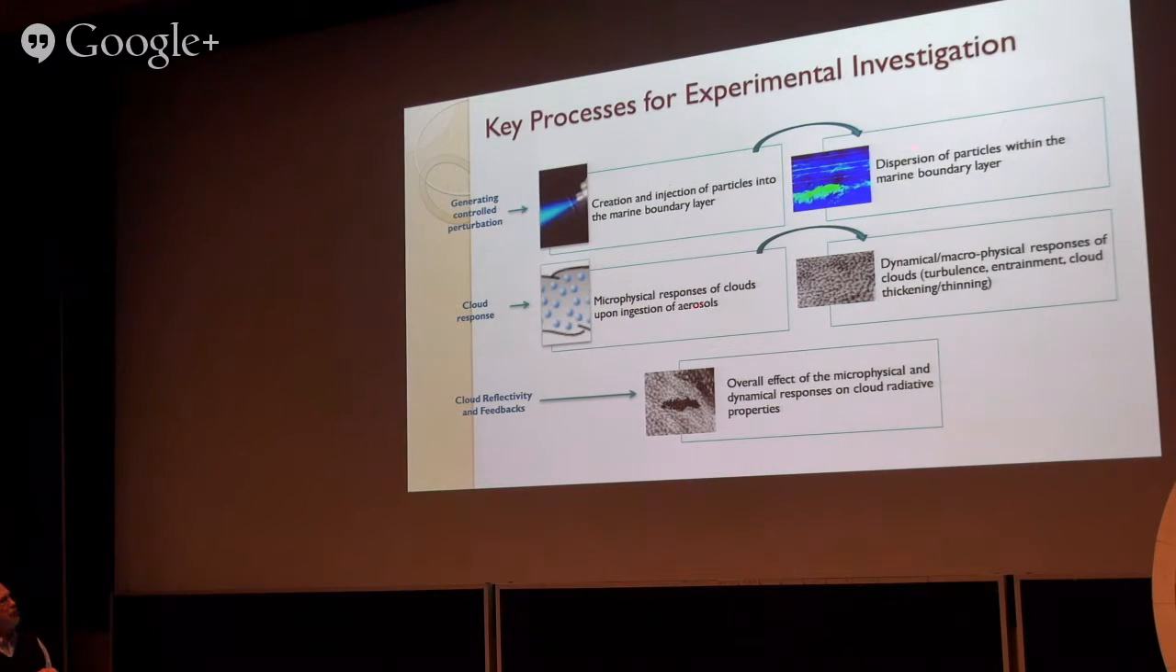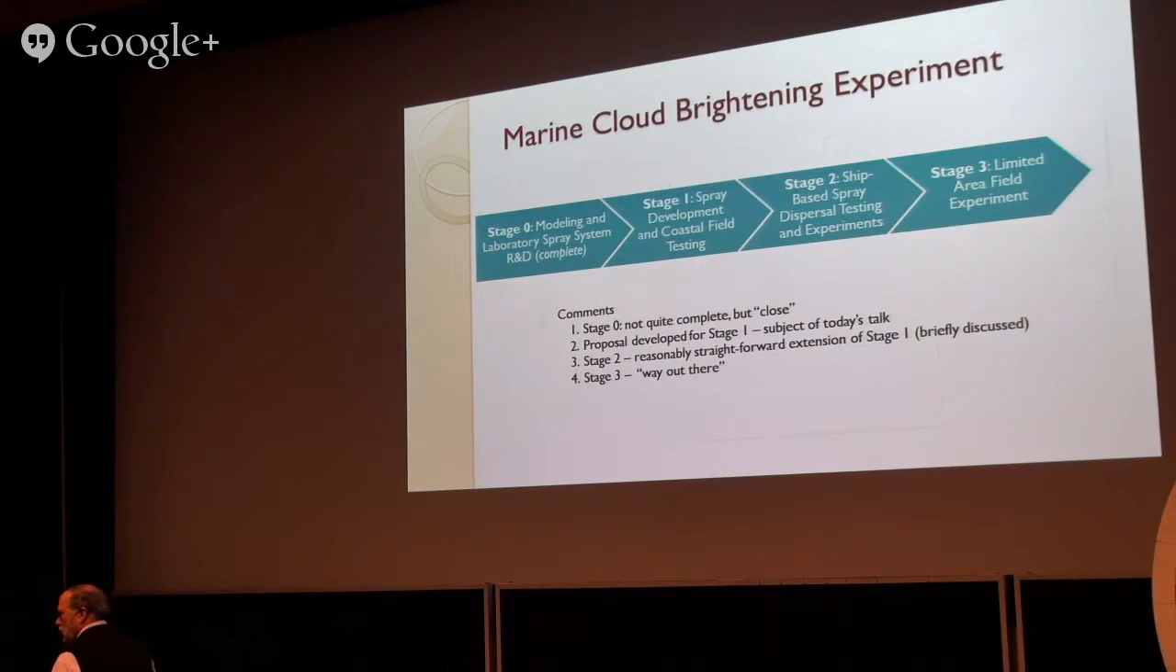Cloud response then is the response to these aerosols being injected into the cloud and the growth. That results in some perturbation of this cloud system. That perturbation can then feed back into the dynamics. Now, I grabbed this picture in a hurry, and I don't want you to think that's what we're intending to have happen: a hole in the middle of the clouds. But if we don't do this well, we actually could produce a hole in the middle of the clouds.